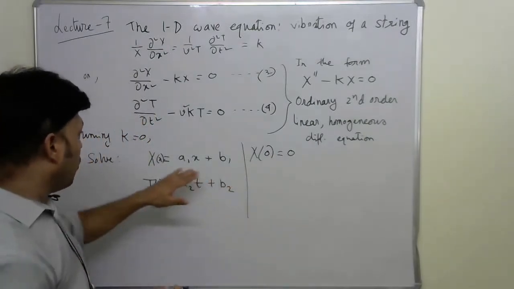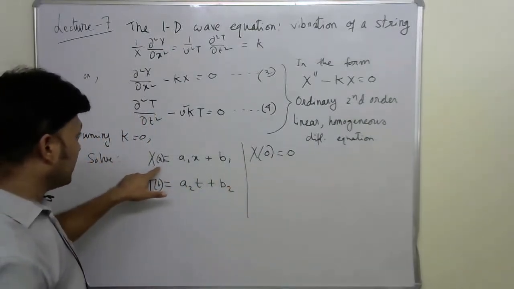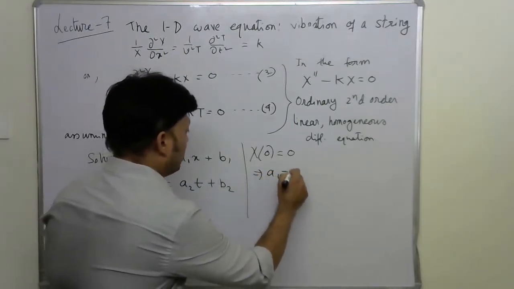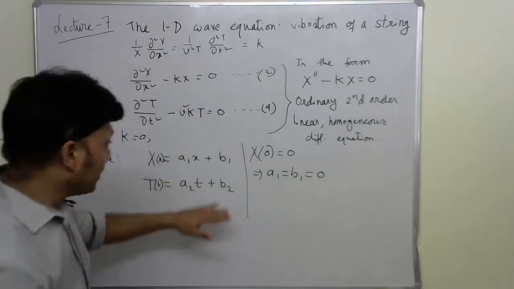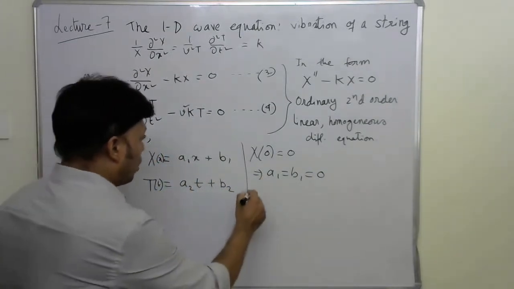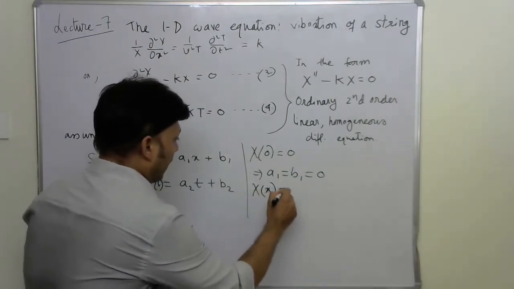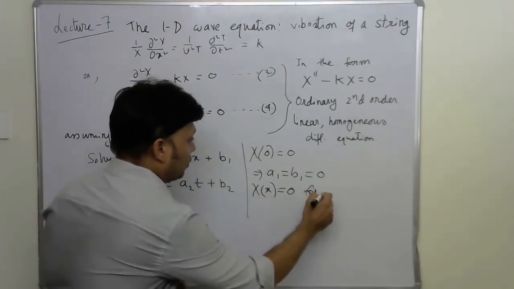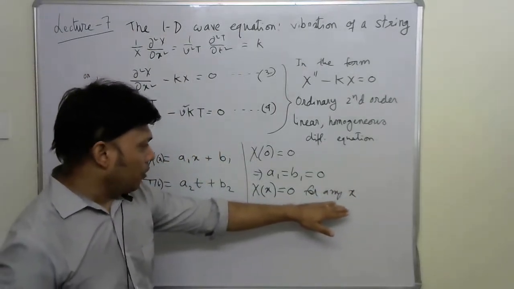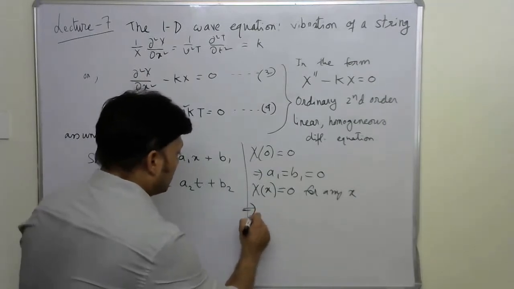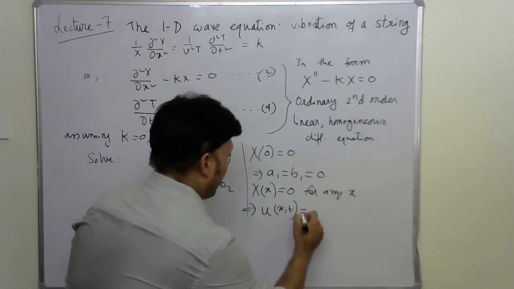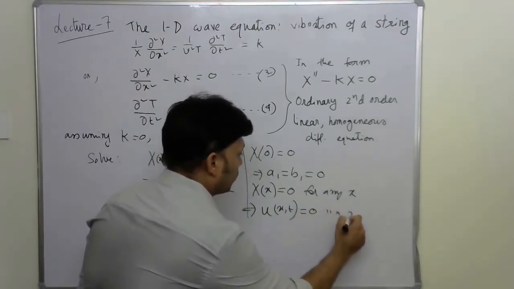All right. Now once we put these conditions over here, x0 is equal to 0, then we get that a1 is equal to b1 is equal to 0. It has to be 0. So if both the constants of integration become 0, we automatically get that X at any value of x is equal to 0, for any x. Now if X for any value of x is 0, then of course this implies that the amplitude function for any value of x is equal to 0.